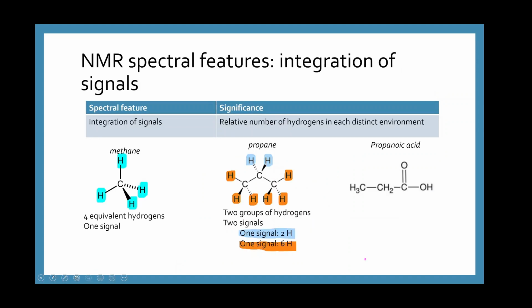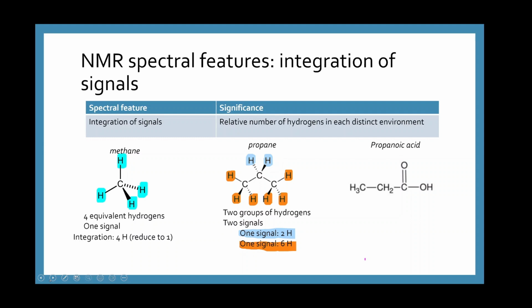Okay, then we have integration of signals. So this tells us information about how many hydrogens are in each distinct environment. For methane, we said methane would produce one signal. That signal represents 4 hydrogens. So the integration of that peak, and this is when you take an NMR using the actual NMR instrument, you can have it provide integration information. This would probably indicate integration of 1. Although it's 4 hydrogens, it gets reduced to the lowest value.